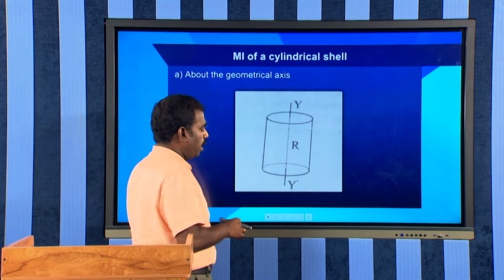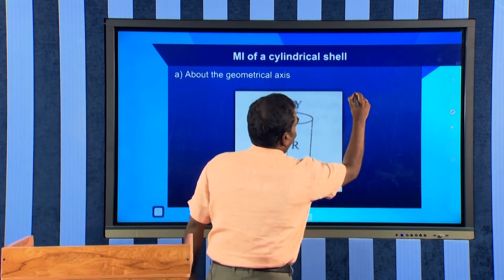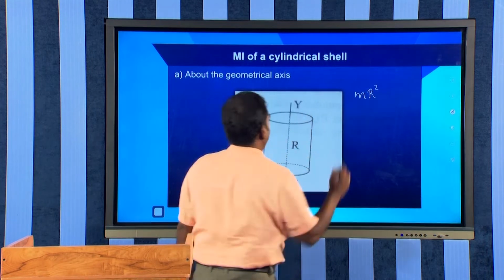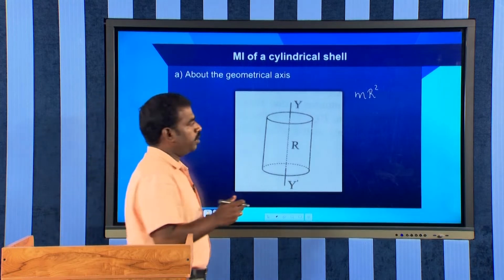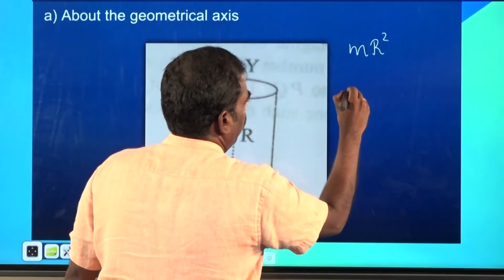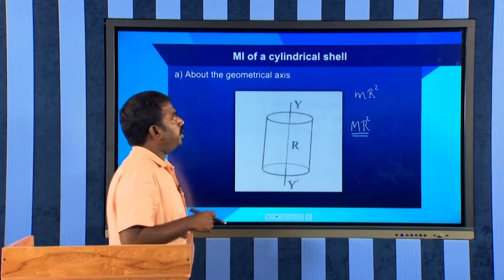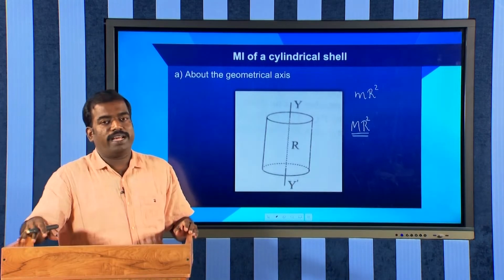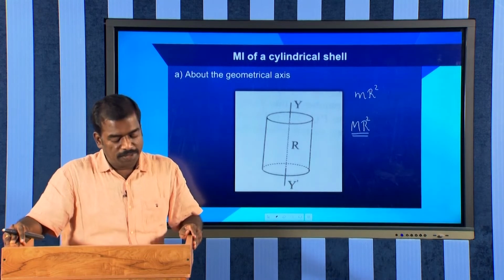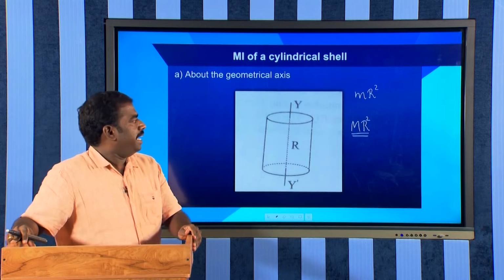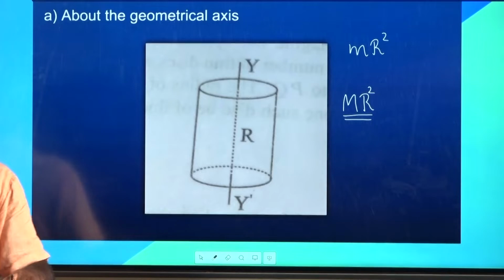So the total moment of inertia of the whole cylindrical shell is given by sigma m r square, and it is given by capital M, which is the mass of the cylindrical shell, into r square. So this is the moment of inertia of the cylindrical shell about its own axis. In the case of the cylinder, it is m r square by 2. In the case of the cylindrical shell, it is M R square, which means it is independent of the length of the shell. It depends only on the radius of the shell.